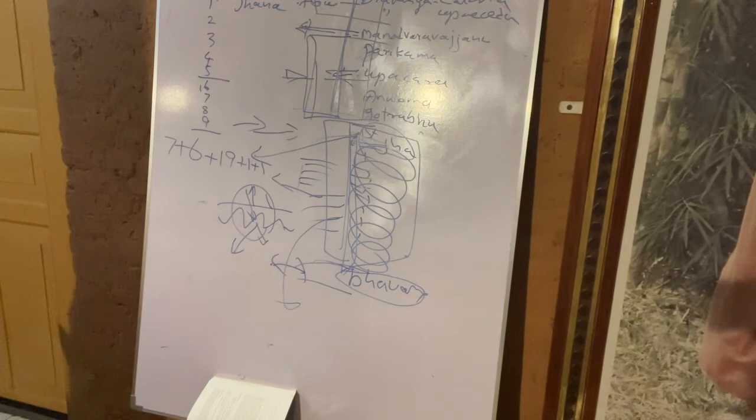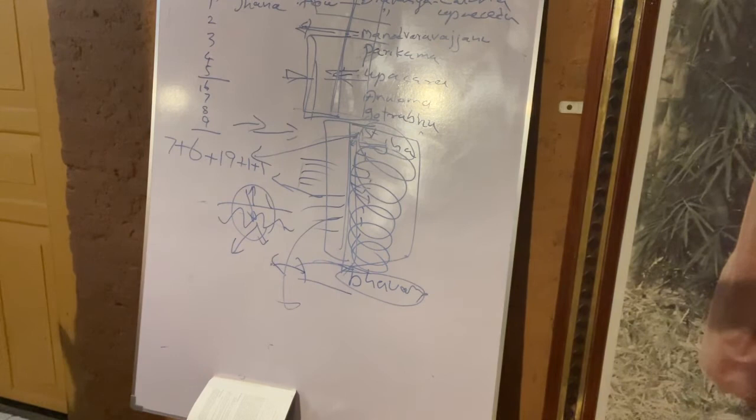Because by the jhanas, you can easily suppress all the hindrances. Hindrances are the things that hinder the vipassana. But if you have jhanas, you have well suppressed hindrances, then it is easy to do vipassana.